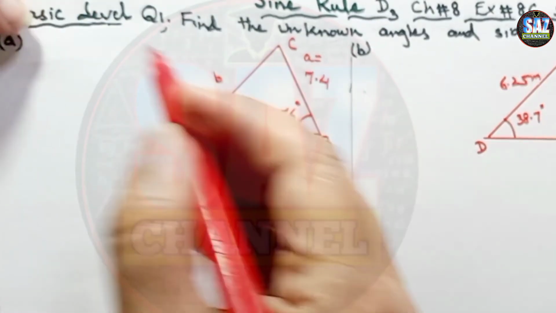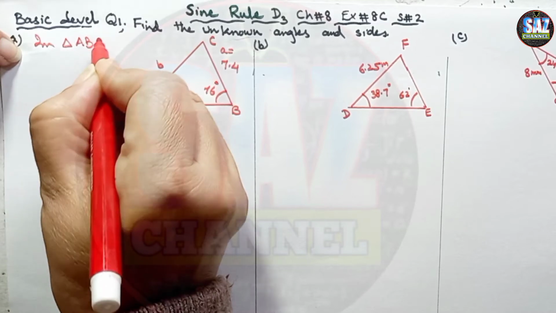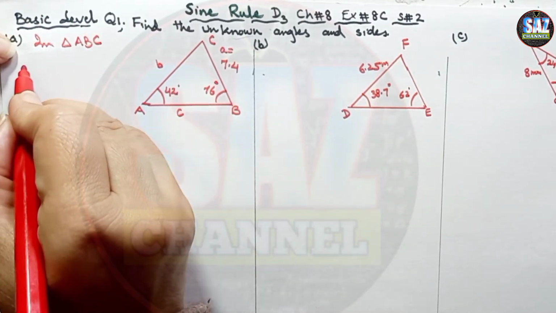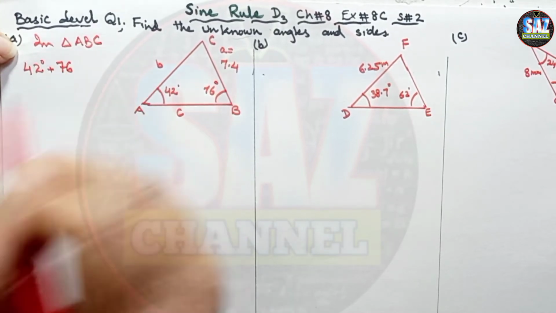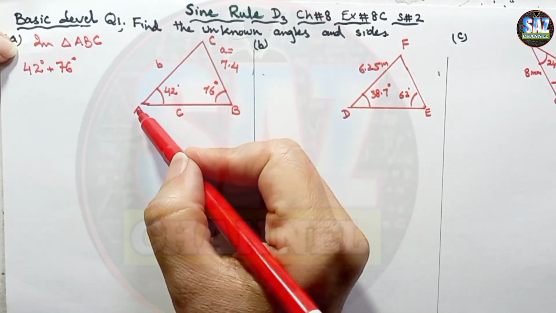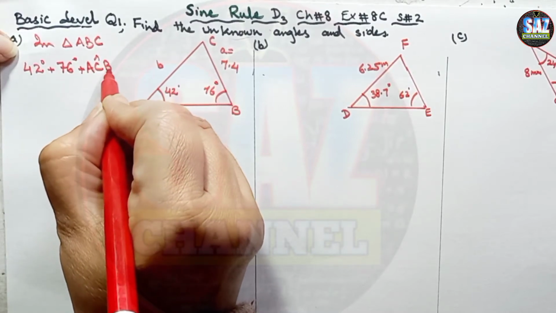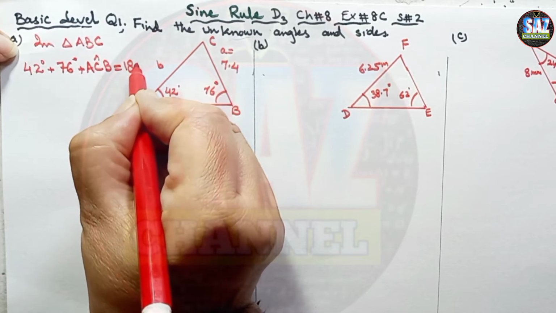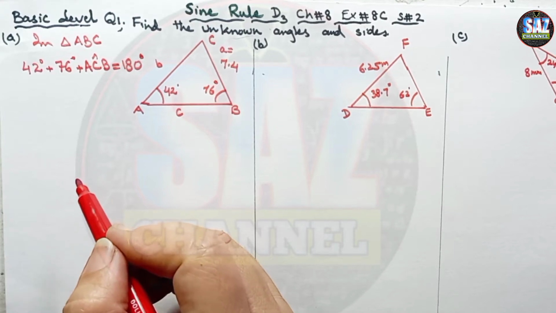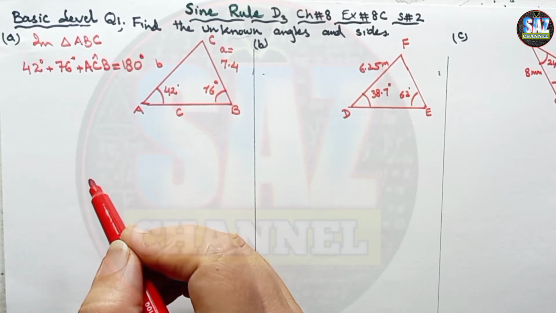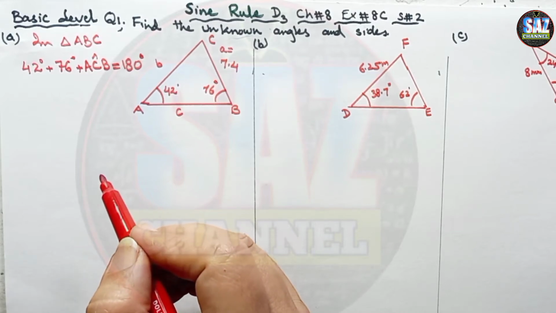First of all, in triangle ABC, we can see two of the angles are given, 42 degrees plus 76 degrees. The missing angle is angle ACB. Angle A plus B plus C equals 180 degrees. If you are not clear about this, you can take help from D1, where there is a complete chapter on how to find the sum of interior angles of any type of polygon.